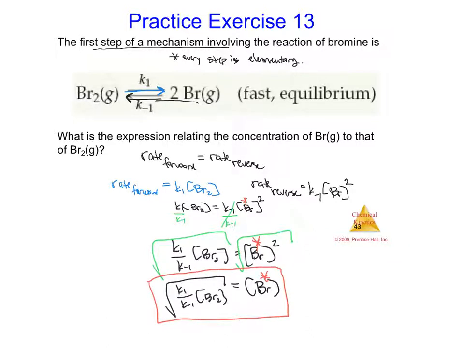So hopefully this was helpful in practicing those steps where you need to create an expression for the intermediate, where you set the forward rate equal to the reverse rate, write down the rate of the forward reaction, write down the rate of the reverse reaction, and then algebraically solve to get the intermediate by itself. We're following, I think it was the 6 steps we wrote down on the previous video lecture to follow this.